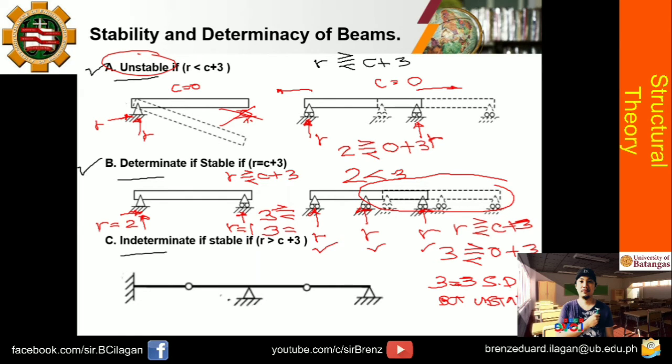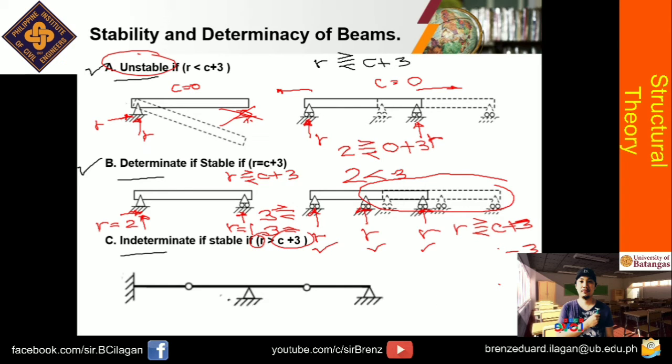So this is statically indeterminate. Ang degree ng indeterminacy, or yung additional equations na kailangan mo, ay mahahanap mo if you find the difference between R and C plus 3. Para mas maunawaan, ipapakita na. Okay guys, so pawiin lang ulit agad natin ito. Okay, so ayan.